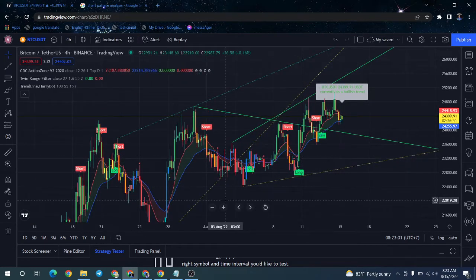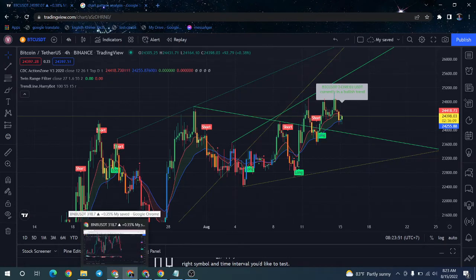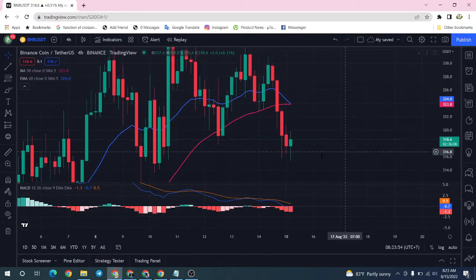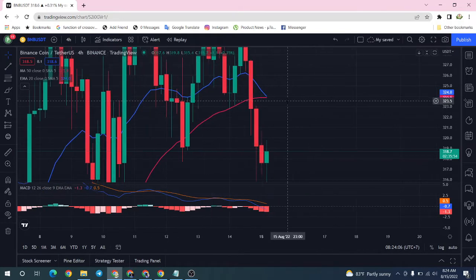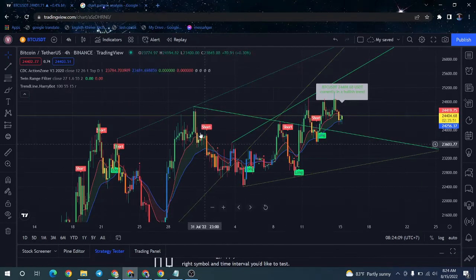Okay, so to sum up, all of these lessons you must combine together, including chart pattern, CDC action zone, twin range filter, MA, CDC, CCI, MACD, RSI. You must confirm all together, and then you decide to buy or sell. Okay, here, see, you must check all together. Time frame 4 hour. MACD is confirmed down. MA is not yet going to confirm, but not yet.